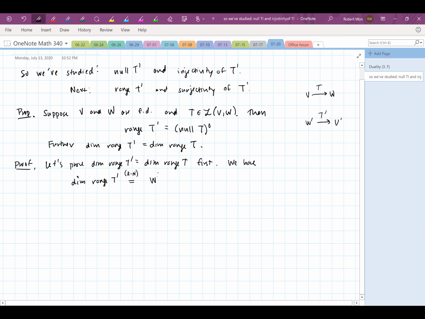this is the same thing as the dimension of W dual, the dimension of the domain, minus the dimension of the null space of the dual map. Okay, but we already know that the dimension of the dual of W is the same thing as the dimension of W. So I can make that substitution there. And we just saw that this null space of the dual map is the same thing as the annihilator of the range of T.